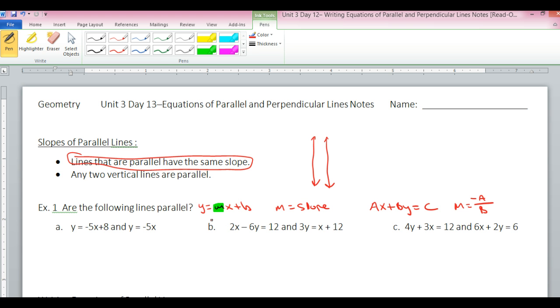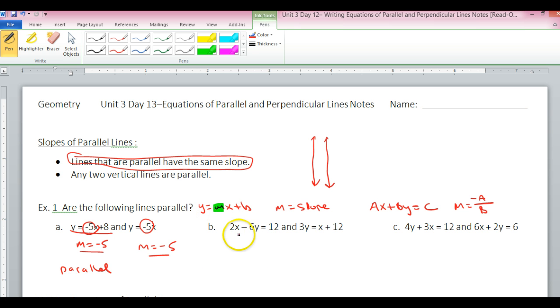So if parallel lines have the same slope, in the following examples, determine if these lines are parallel if we were to graph them. Well, when I look at letter A, the slope of this line here is -5. And if I look at this line, the slope is -5. Remember, when it's in y equals mx plus b, the coefficient of the x term is always going to be the slope. So, do these lines have the same slope? Yes. Therefore, they are parallel.